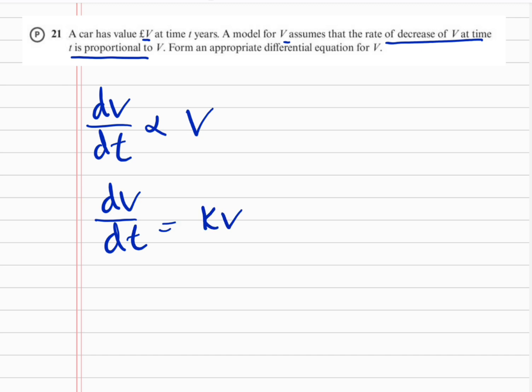And hopefully you remember that when we talk about proportionality, we can then write the equality sign and then write a constant in its place. So here k is just a positive constant, but it must be negative kv, and that's simply because it's the rate of decrease of v. That's why we should have a negative here, because it's just going to decrease, right? So it's just proportional to the value. The higher the value is, the more the rate of decrease is going to be. That's basically what's happening here.